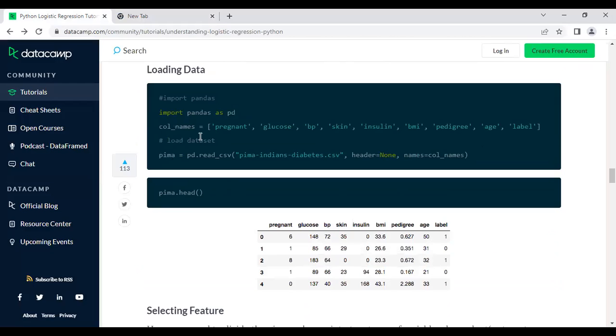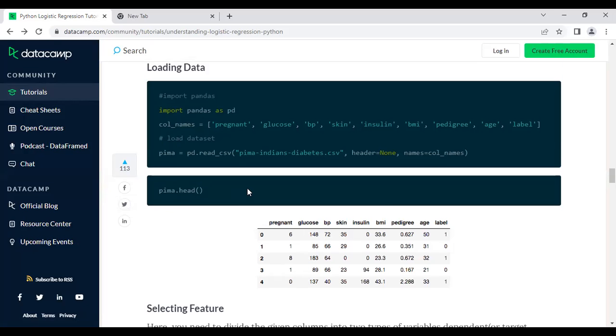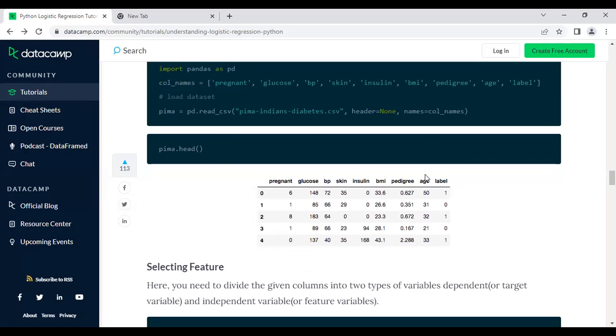So import pandas, column name, CSV file. All these things I had shown to you, and the same thing is also written over here. Then head. This is the data frame, and data frame dot head by default gives the first five values.